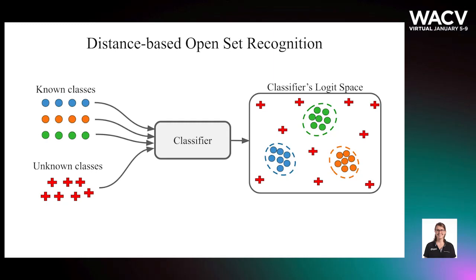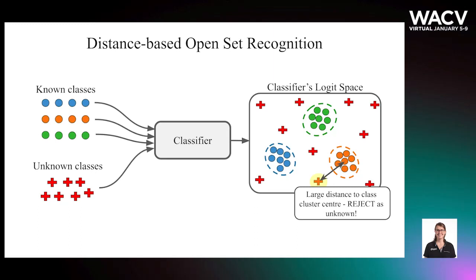One approach is to use distance to identify and reject unknown classes. This assumes that known classes form tight, distinct clusters in the logit space of a classifier, and unknown classes will fall far away from these clusters. By measuring the distance to the cluster centers, these unknown classes can be rejected.